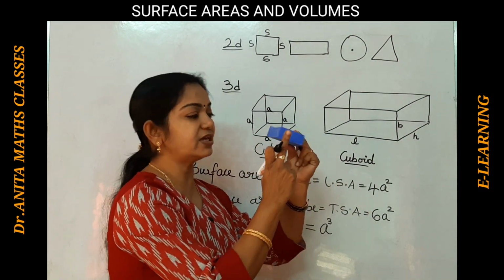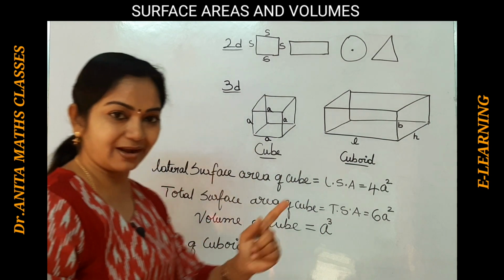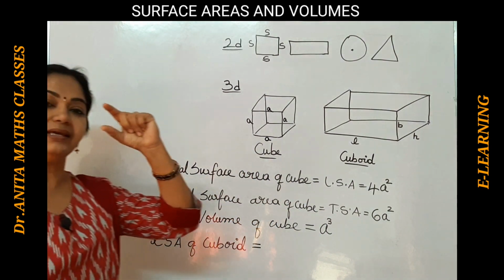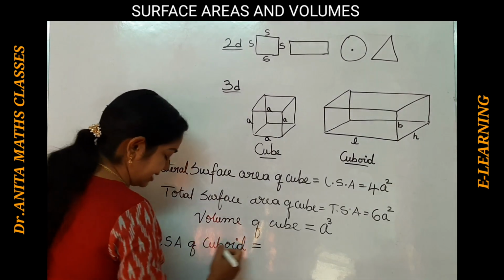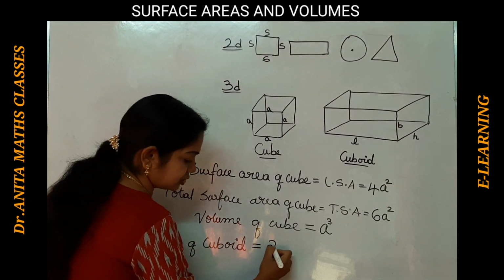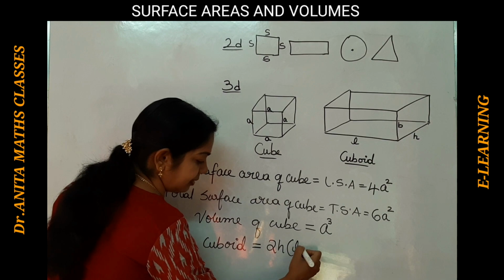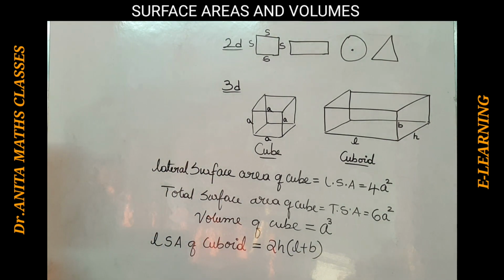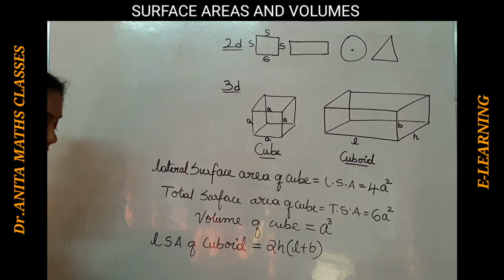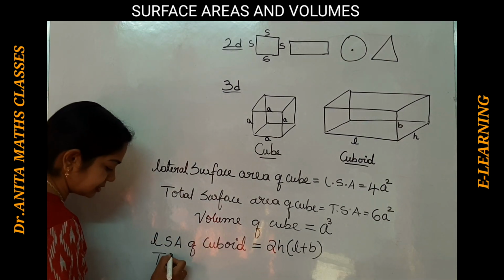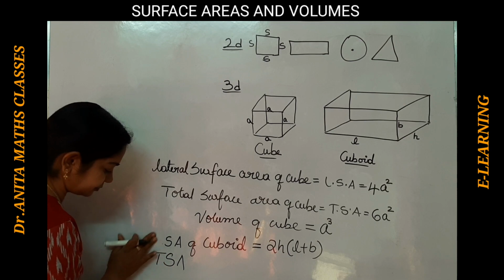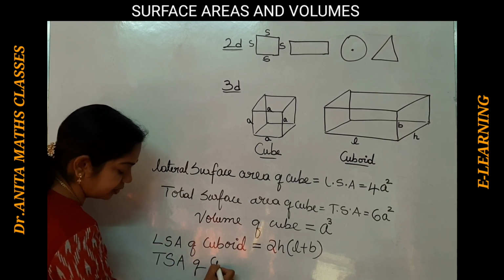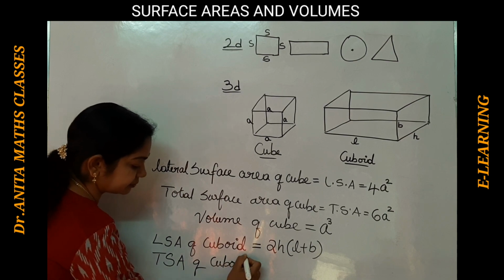So all the 4 faces are rectangles, isn't it? So one rectangle into, like we have to get, plus the height. Okay, so LSA of a cuboid is 2h(L plus B). The lateral surface area of a cuboid is 2h(L plus B), whereas the total surface area, this is LSA, total surface area of cuboid.